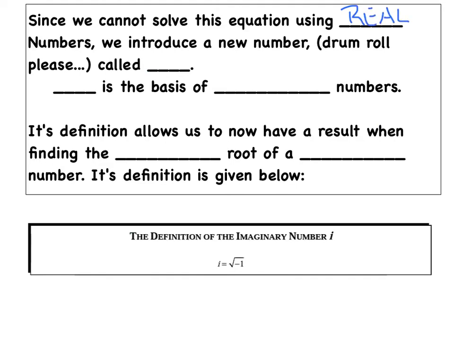we introduce a new number, and I wish I had some sound effects here for a little drum roll. And that new number is called i. It's a lowercase i. And i is the basis of imaginary numbers. Now the key though is, even though we think of i as a letter, it's very important that from this point forward, starting right now, starting today, we now start to think of i as a number, okay? Its definition allows us now to have a result when finding the square root of a negative number.